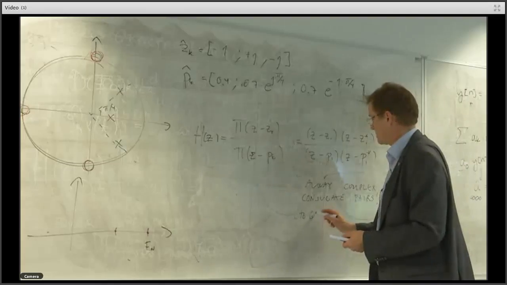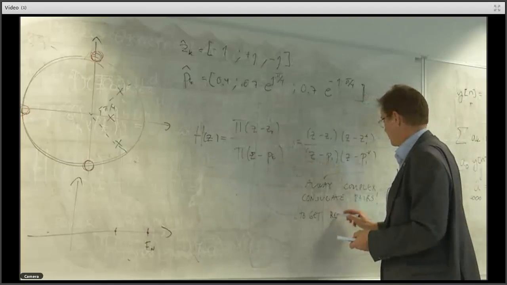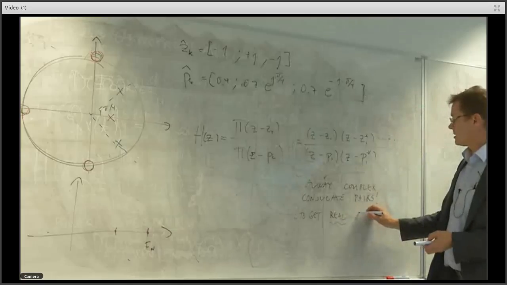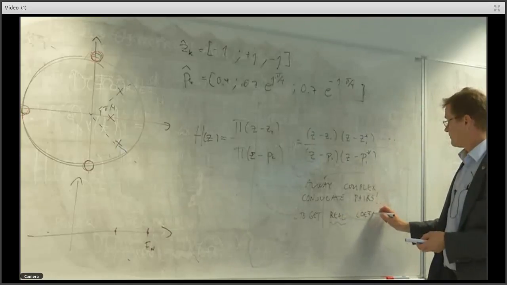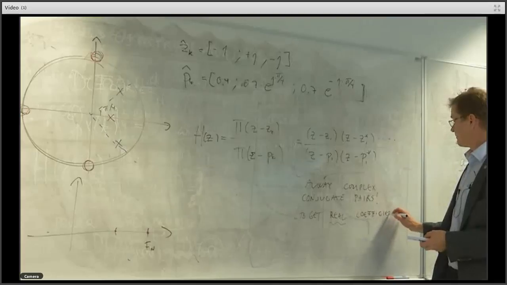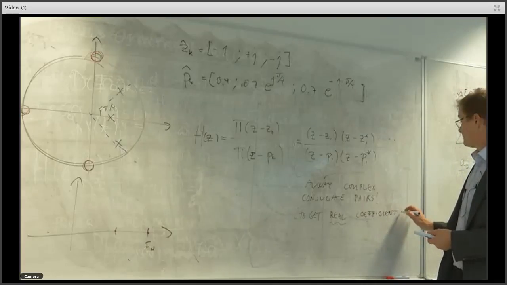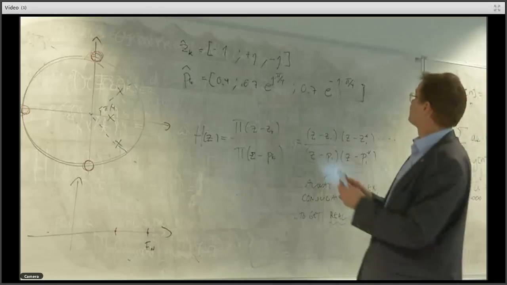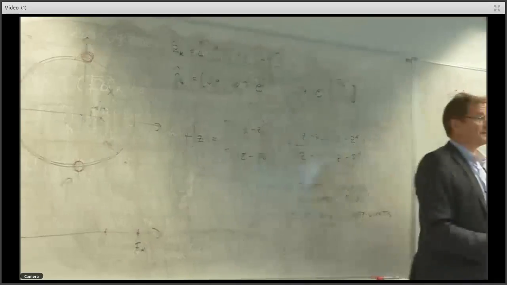to get real number coefficients of filter parameters. There, okay. So that's one way of defining a system, zeros and poles.